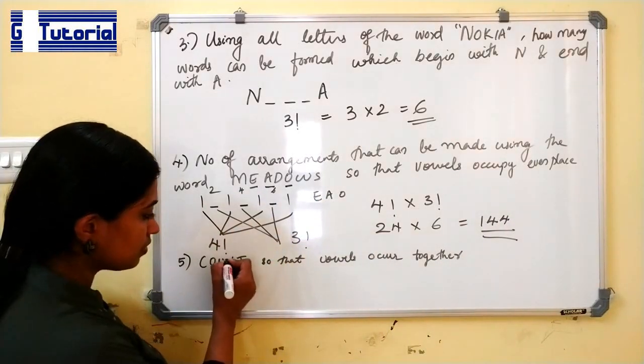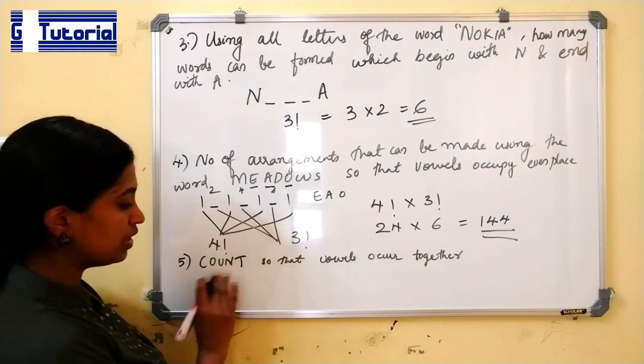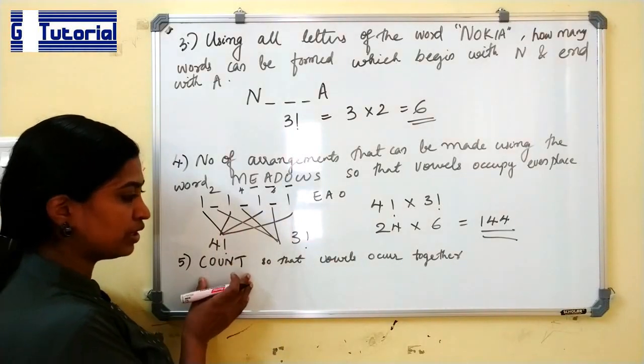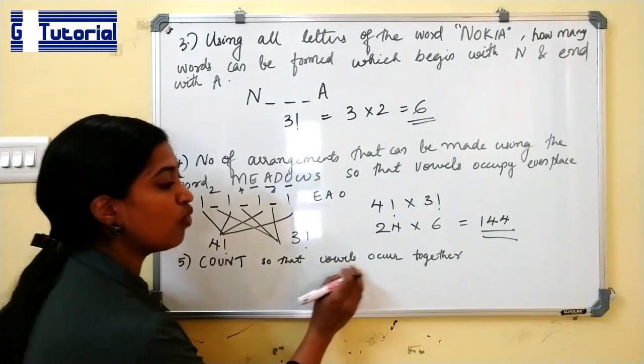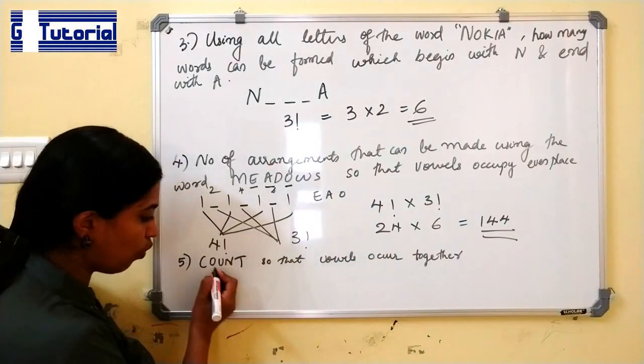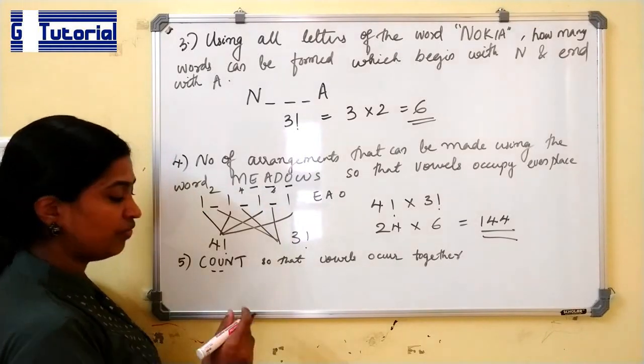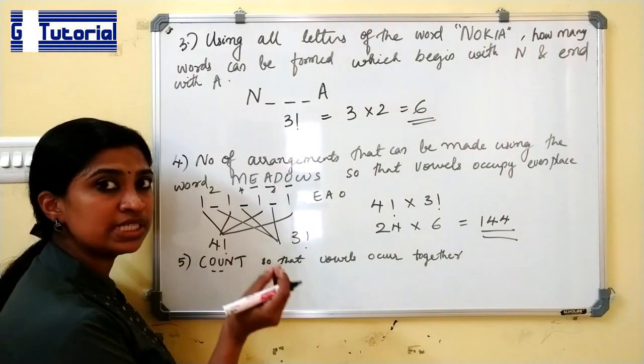Next is, using the letters of the word count, we have to form new words so that vowels occur together. Here the vowels are O and U. We have to form words where vowels are appearing together.